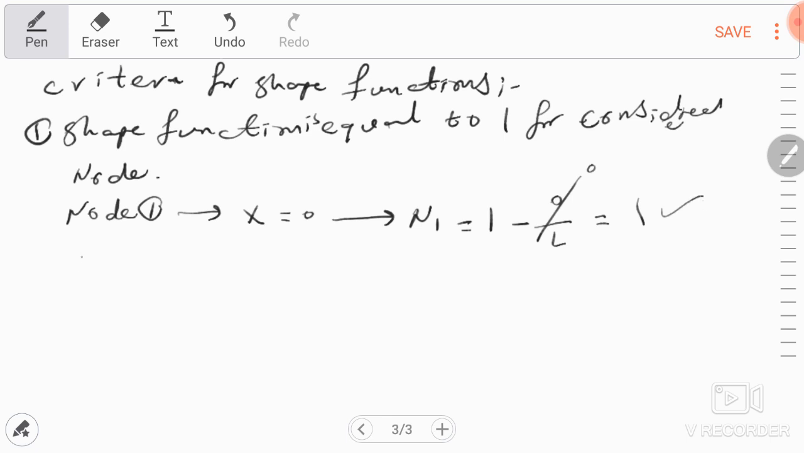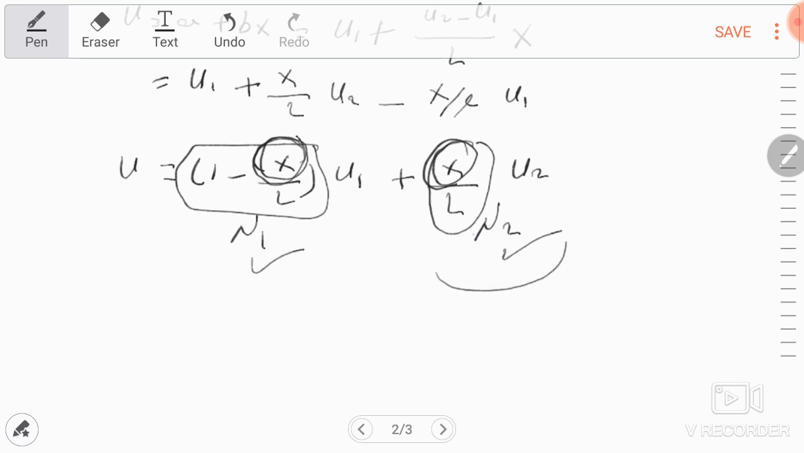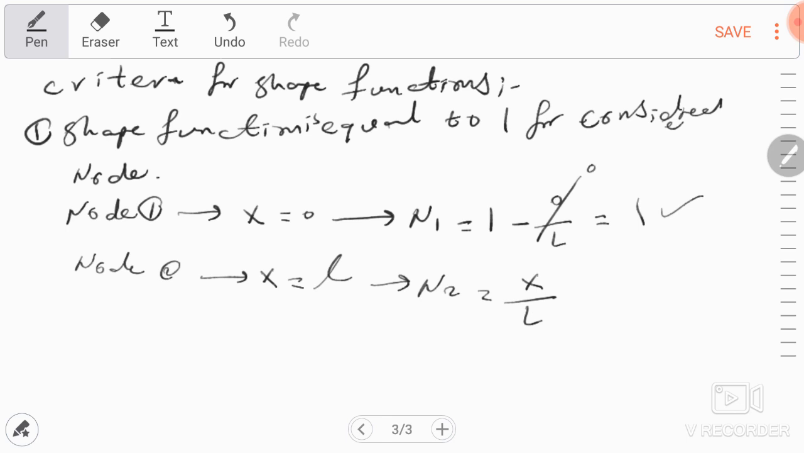Node number 2, x equal L. However, N2 equal x over L, this part. Okay, I'm talking here about this part for the N2. x equal L, so L over L equal 1.